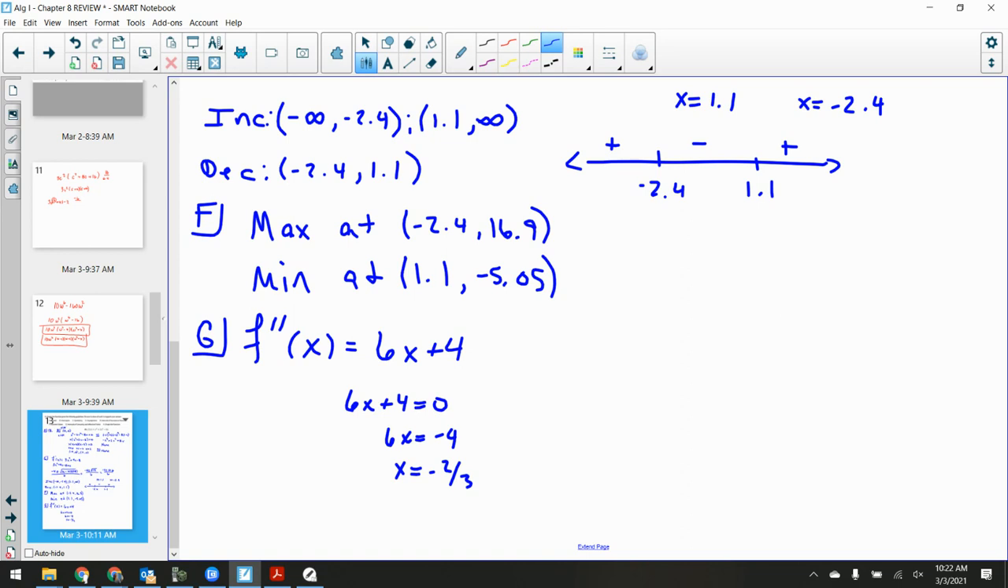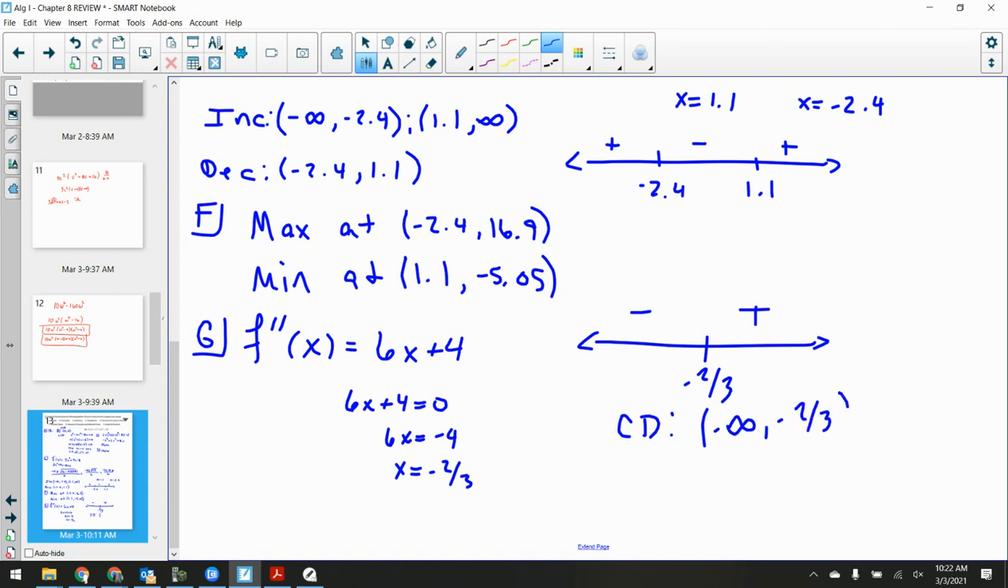Okay, so we're at the point where we figure out concavity. We're at negative 2/3 here. What's on the left side? Is it negative or positive? Negative. And then positive over here. So that means it's going to be concave downward from negative infinity to negative 2/3, and then concave upward from negative 2/3 to infinity. And now we graph.